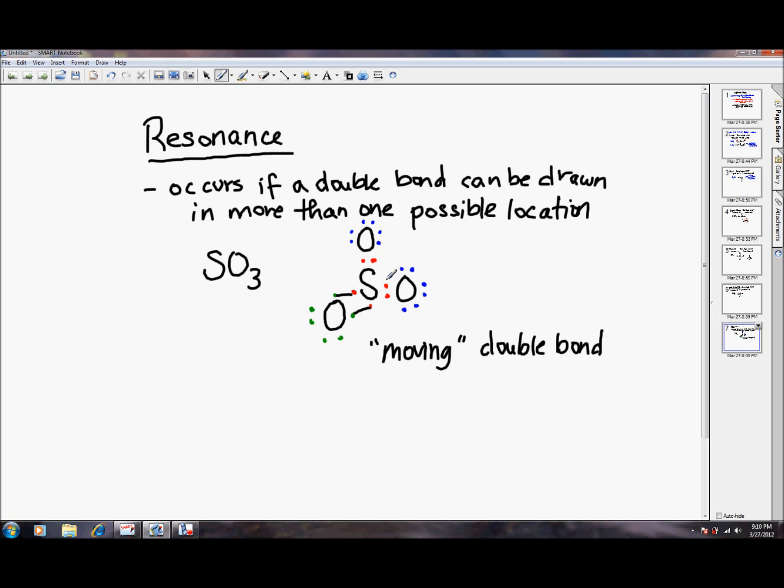Okay, so the only thing you're going to have to know is what resonance is. I'll ask you to identify whether a Lewis dot structure contains resonance or not. If you look at your Lewis dot structure and you say there's a double bond, and I could have drawn the double bond in a different spot and still have it be a perfectly reasonable Lewis dot structure, you can say that that particular molecule exhibits resonance.